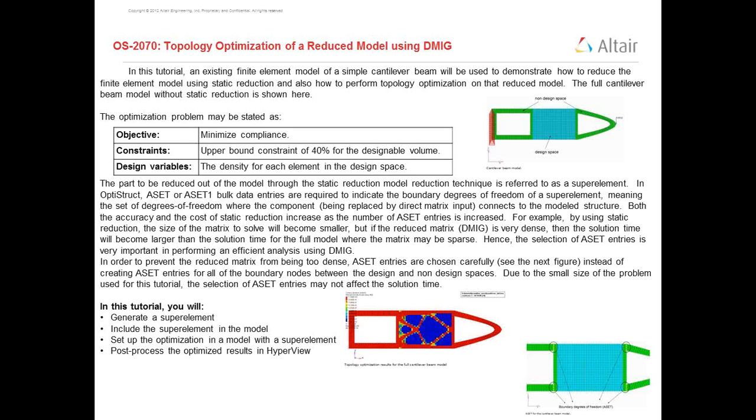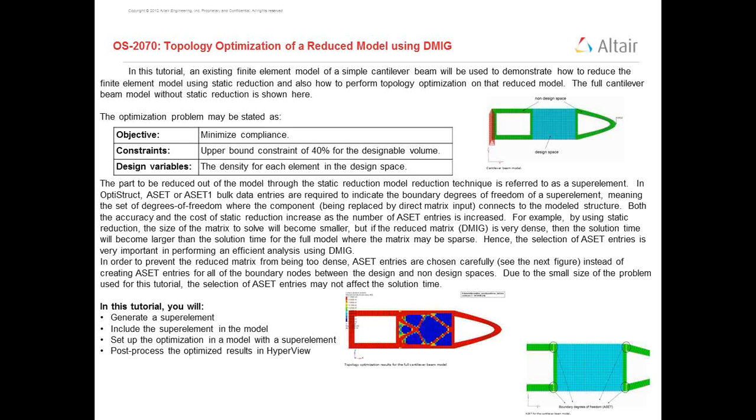In OptiStruct, ASET or ASET1 bulk data entries are required to indicate the boundary degrees of freedom of a super element, meaning the set of degrees of freedom where the component being replaced by direct matrix input connects to the model structure. Both the accuracy and the cost of the static reduction increase as the number of ASET entries is increased. For example, by using static reduction, the size of the matrix to solve will become smaller, but if the reduced matrix DMIG is very dense, then the solution time will become larger than the solution time of the full model, where the matrix may be sparse.